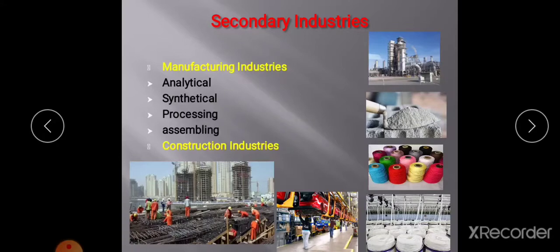So what is the purpose of construction industries? Construction industries are those industries which will construct dams, roads, bridges. We can see so many roads, bridges and all in our neighborhood, isn't it? Who will construct that? These are constructed by construction industries. What all things they will use? They will use the products of manufacturing industries and extractive industries.